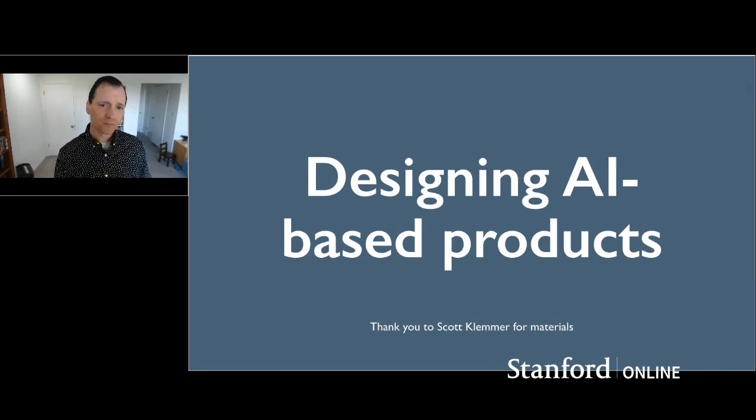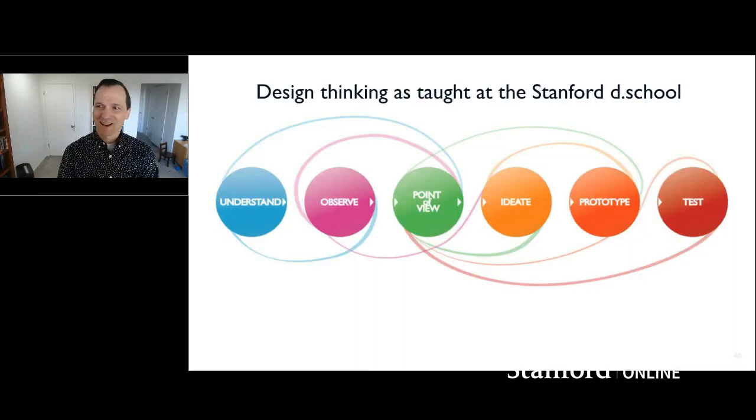Now, I'm at Stanford. At Stanford, we teach this. This comes out of the Stanford D School. It's design thinking. There's these sets of interrelated loops going from understanding to observing, creating a point of view on what it is you're trying to do, ideating, prototyping, and testing. And when you think about it, this is intended to be useful across more or less any interactive or non-interactive product you might create.